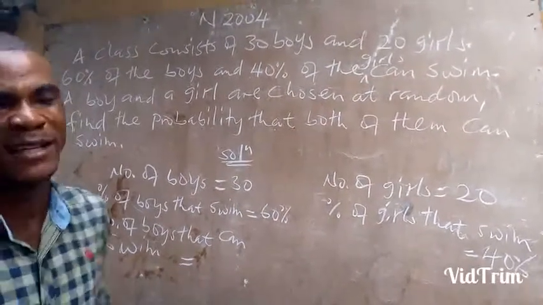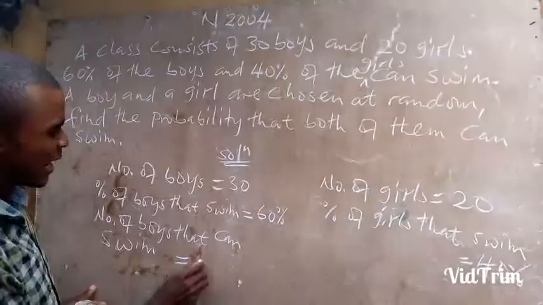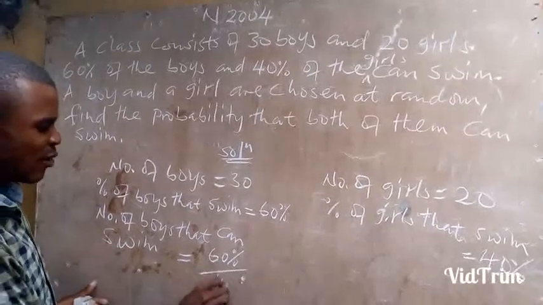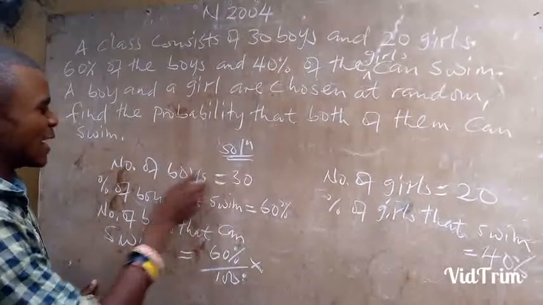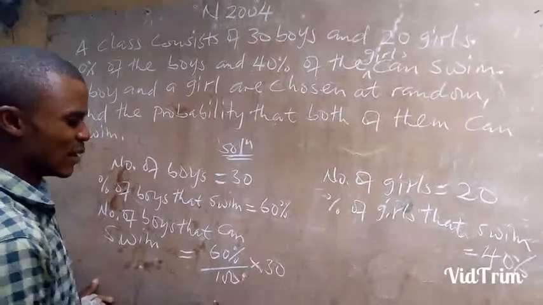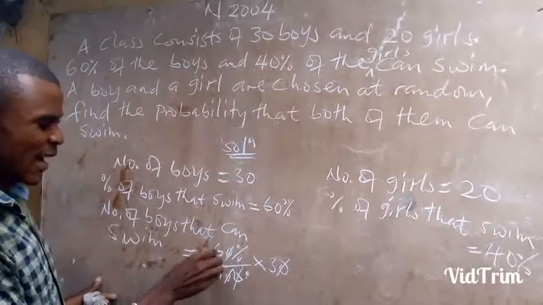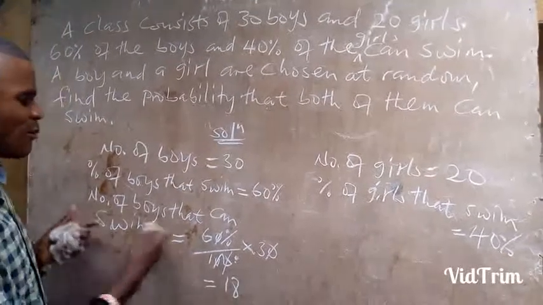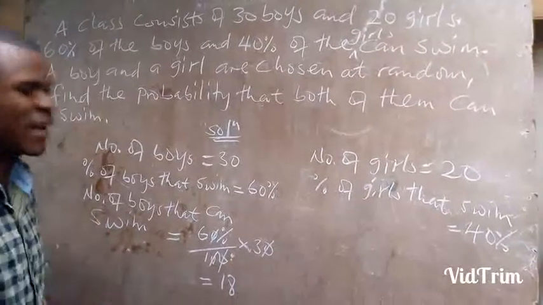Have in mind that percentages are expressed over 100. So if I have 60% here, you divide by 100. 60% divided by 100 of the number of boys, and the number of boys is 30. So I'll cancel this one and cancel this 0. I have 6 times 3, that is 18. So the number of boys that can swim is 18. Out of 30 boys, 18 of them can swim.